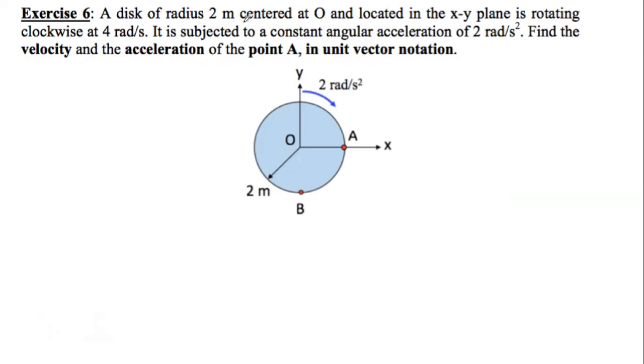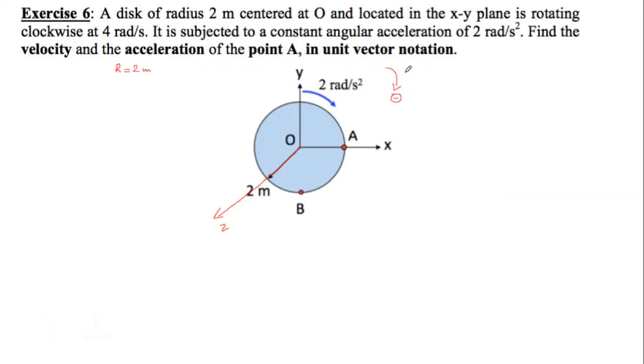Okay, so we have a disk, and I give you the radius of the disk, 2 meters. So you say radius, which is capital R, 2 meters, centered at O, located in the XY plane. So that means this is the Z axis. The disk is located in the XY plane, let's say on the plane of the paper. That disk is rotating clockwise, so it's rotating in the negative direction. This is clockwise.